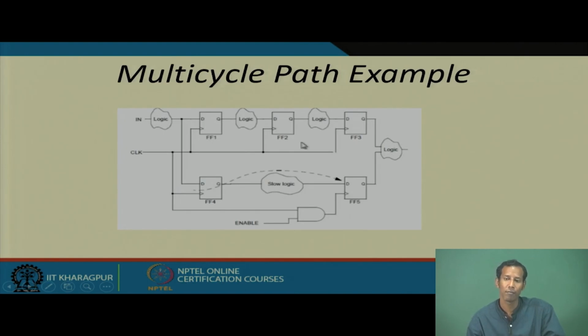So, then what is the example of multi-cycle path? Multi-cycle path is that suppose we are having some logic, then flip flop, logic, then flip flop, logic, then flip flop. Then again in this we are having some slow logic. Slow logic means, let us consider these are connected with full adders. Inside of these two flip flops we are having one multiplier cell or multiplier logic.